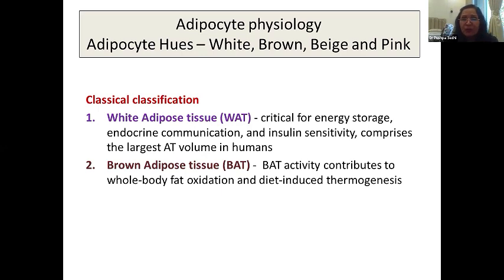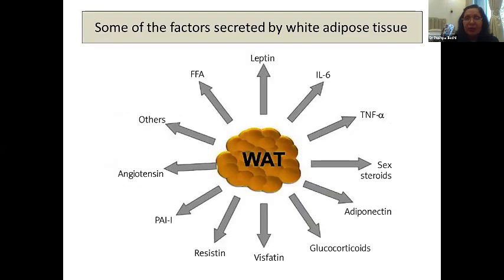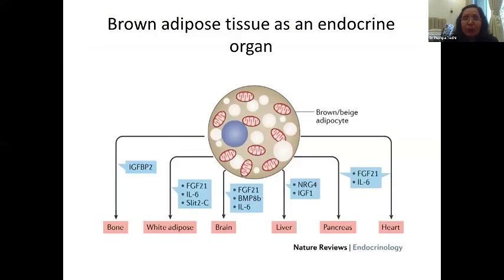Then coming to the brown adipose tissue, or BAT, it actively contributes to whole body fat oxidation and diet-induced thermogenesis. BAT is present mostly in large numbers in newborn babies because it regulates thermogenesis. Now, some of the factors secreted by the white adipose tissue are free fatty acids, leptin, IL-6, TNF-alpha, sex steroids, adiponectin, glucocorticoids, visfatin, resistin, PAI-1, angiotensin, and others. Now the brown adipose tissue cell, with all the factors that it is secreting, affects the bones, white adipose tissue, brain, liver, pancreas, and the heart.